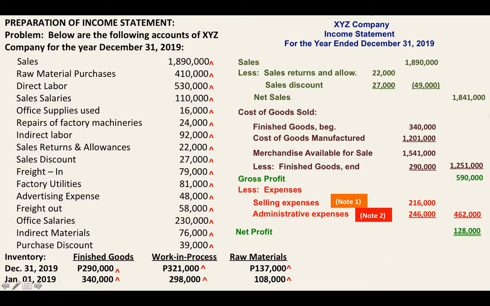That's it. So here, class, because of preparing a separate statement for your cost of goods manufactured, the income statement is much more presentable in terms of understanding. If you want to look at the details of cost of goods manufactured, you can just refer to that particular statement. If you want to look at the details of selling expenses, just look at Note 1, and for administrative expenses, Note 2. Okay, class? So that's how we will handle preparation of the income statement.